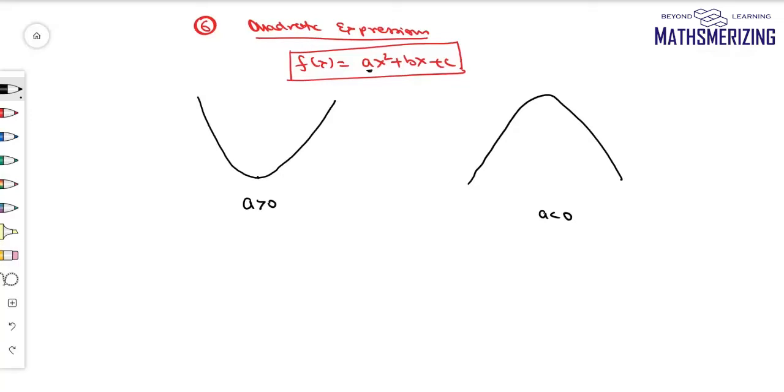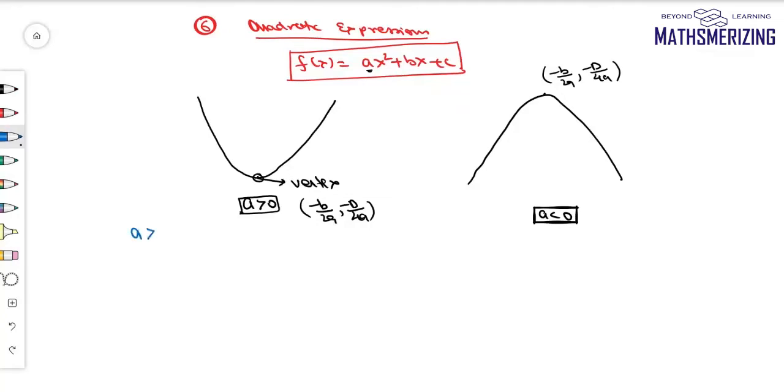Now, in both cases, this point is called the vertex of the parabola. The vertex is given by -b/2a and -D/4a. Here also it is given by -b/2a and -D/4a. Another way to find the vertex is by differentiating the function. So when a is greater than 0, it is a parabola opening upwards, and when a is less than 0, it is a parabola opening downwards.